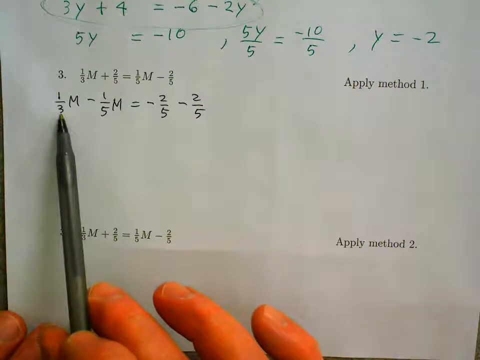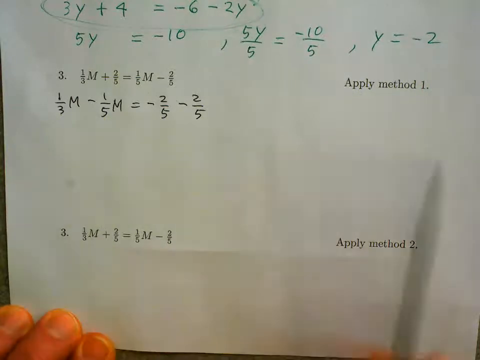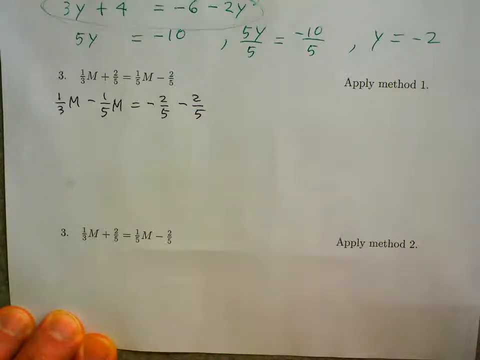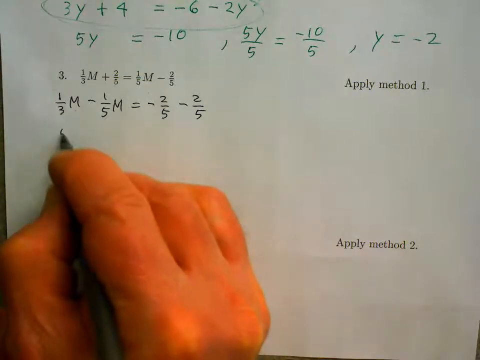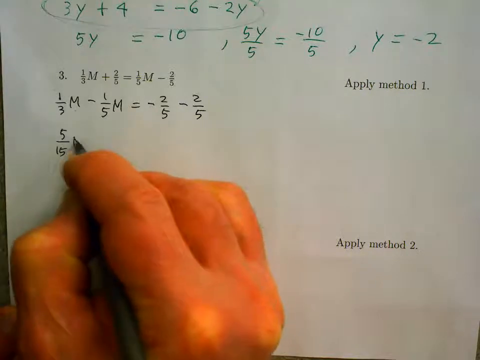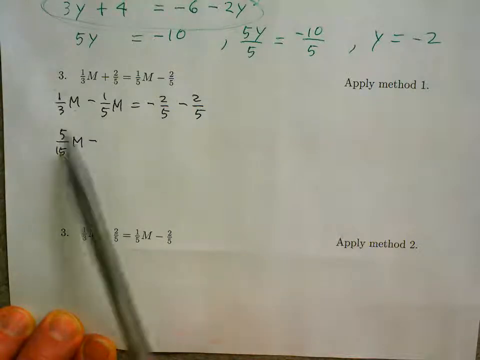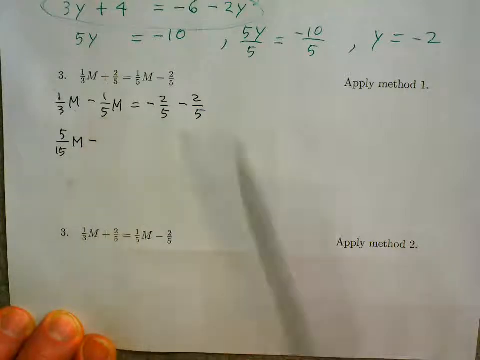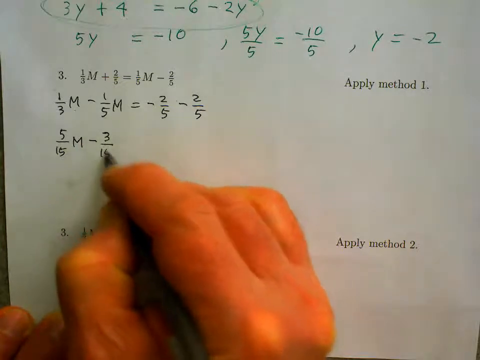Okay, on the left-hand side, we have to have a common denominator. The two denominators of the coefficients are 3 and 5. And the least common multiple of 3 and 5 is 15. So we can replace 1/3 times m with 5/15 times m. And then you can always check: 5 divided by 15 is 1/3. And then for minus 1/5 m, we can replace that with minus 3/15 times m.